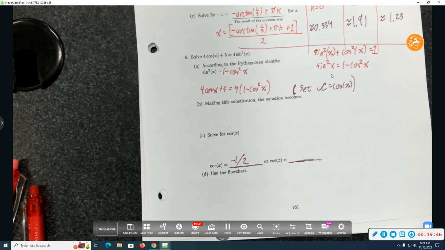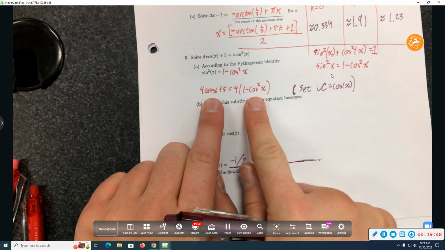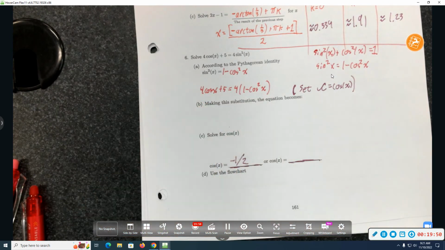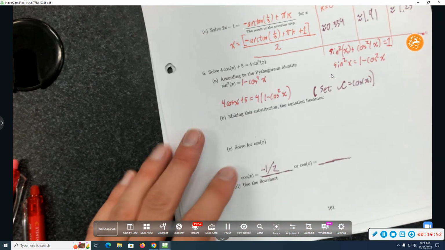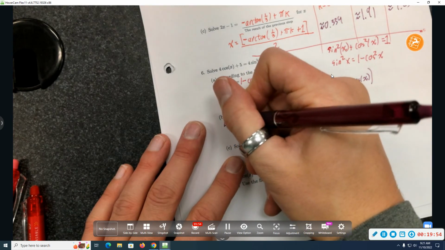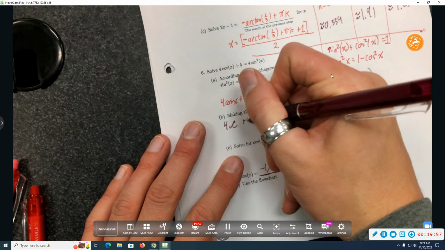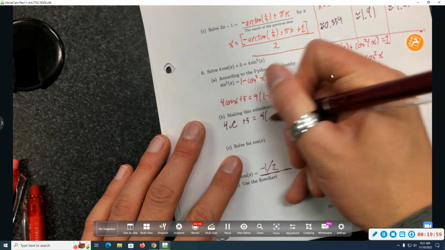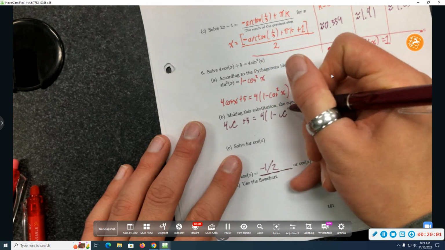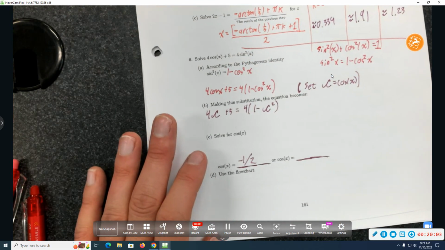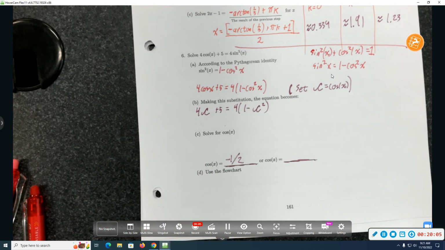So here's the game I'll play. I'll replace that cosine with a c, and then I'll solve for c, then I know what cosine is. So doing that, this becomes 4c plus 5 equals 4 times (1 minus c squared). Right, the cosine is squared, so that becomes c squared. I want to solve this for cosine, so tell me what to do.